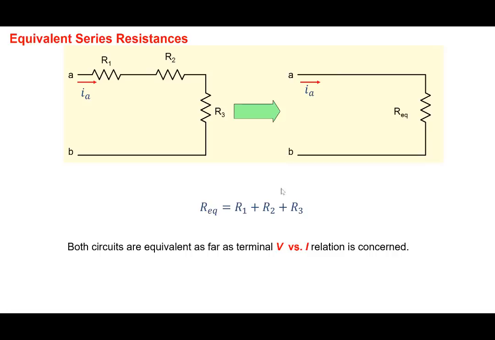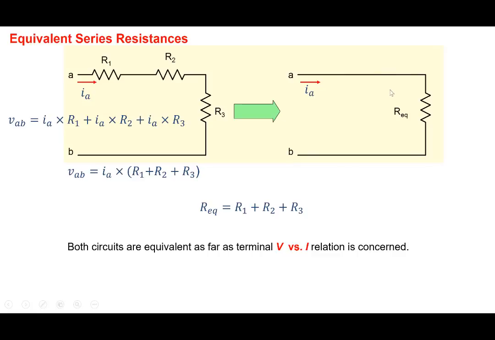So how did we get this result, R equivalent is R1 plus R2 plus R3? Through KVL and KCL. If we apply KVL to this particular loop here, we write VAB equal to IA into R1 plus IA into R2 plus IA into R3. We have implicitly used KCL because the same current is flowing in all these elements. And we can rewrite this as IA into R1 plus R2 plus R3.